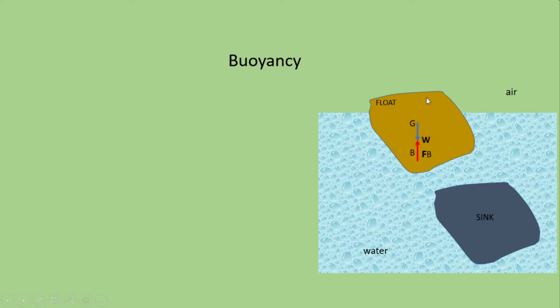Now, based on the principle of flotation, the weight of the floating body is equal to the weight of the fluid displaced by the body. In this floating body, the bottom portion is immersed underwater, whereas the top portion is in contact with the air. So V air indicates the volume fraction of this floating body which is in contact with the air, and V water indicates the volume fraction which is in contact with water.